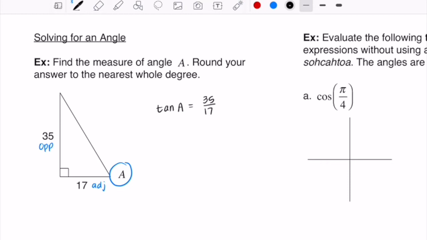Now notice in this question what's different: you're not solving for one of the side lengths on the triangle, you're trying to figure out how big the angle itself is. And so I'll need to use inverse trig to solve this one. So I'll take tan inverse of both sides. Remember, tan inverse crosses out with tangent. And so what you're left over with is that angle A is equal to tan inverse of 35 divided by 17.